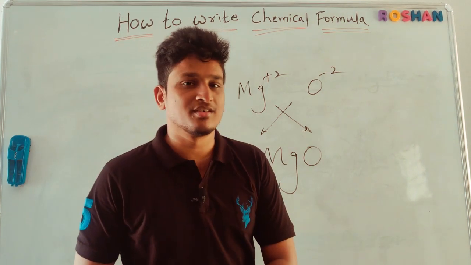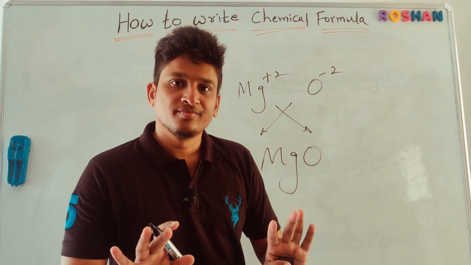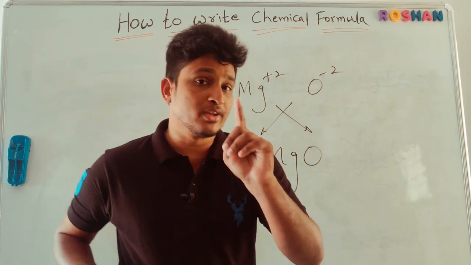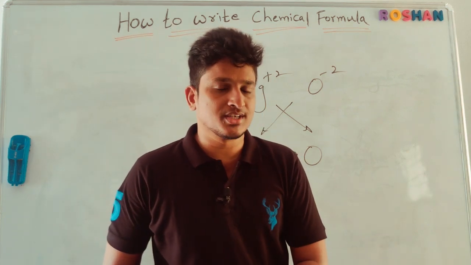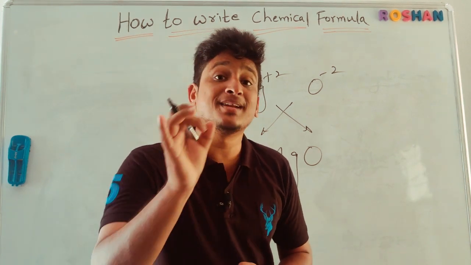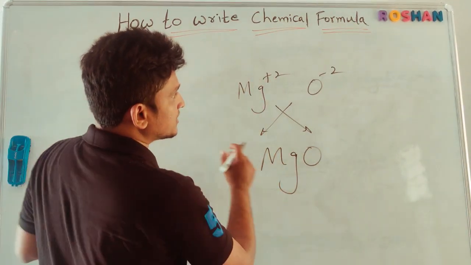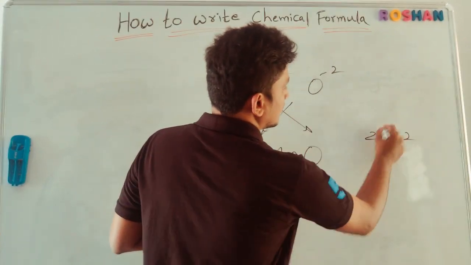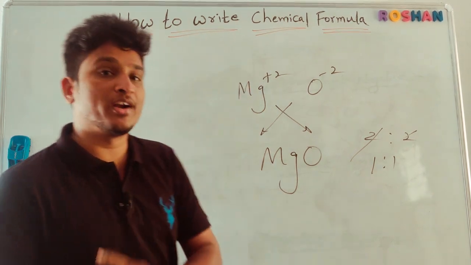So here some students have done, Sir, according to the crisscross technique, you said the charge numbers, na? Correct. So do you think the formula is Mg2O2? Absolutely wrong. You have to remember one point, students: when you're writing according to the crisscross technique, you have to remember the simplest ratio. What is the charge number? 2 here. What is the charge number? 2 here. 2:2. What is the simplest ratio? 1:1. Yes or no? That is the point you have to remember.